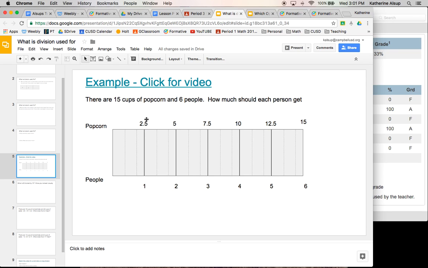What does this 2.5 actually mean? Well, if I'm talking about 15 cups of popcorn and I'm splitting it into 6 groups for 6 people, that means each person gets 2.5 cups of popcorn.